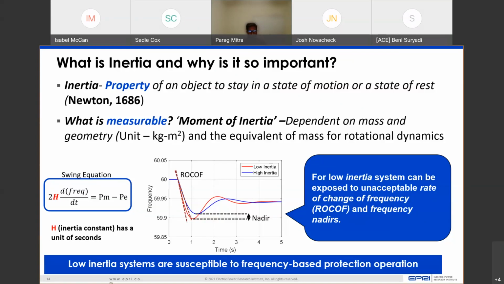If you look at the plot in the center of this slide, it shows how the system frequency changes when you have a disturbance on your system. When the inertia goes down, the frequency decline is faster, which is shown by the red curve. So the rate of change of frequency increases, and the frequency trajectory also has a lower nadir.